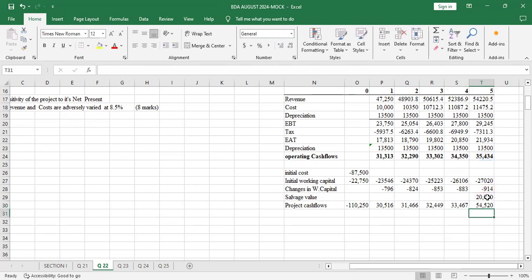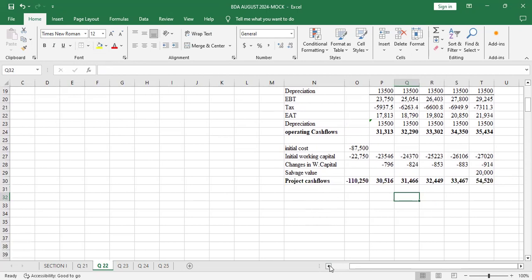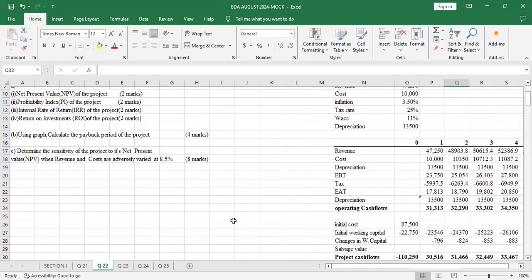That's the cash flow. That's the project cash flow, so that we get 54,520. Allow me to highlight that so that you can see it clearly on your side. With this, we can answer the question with a lot of ease.